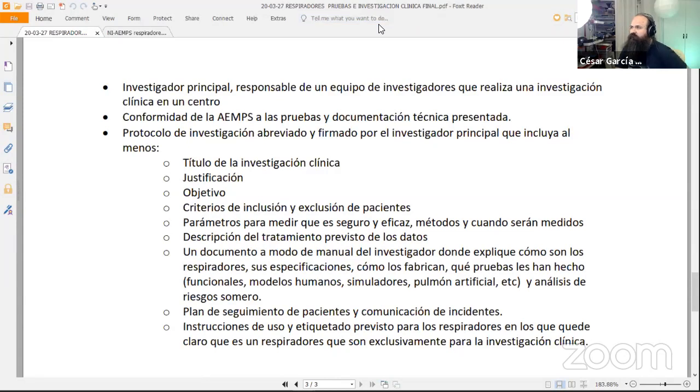I think this could open the floor to this conversation, to see if this is overly complicated, or if there should be better alternatives, or if this is enough for this kind of trial. So I'm going to unshare my screen. Okay, so we go back.